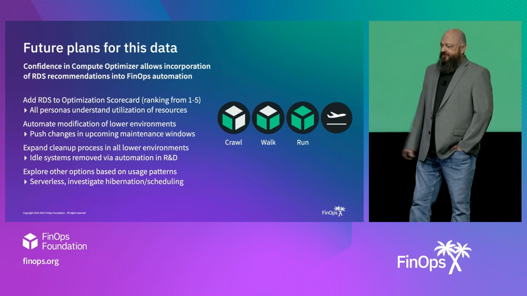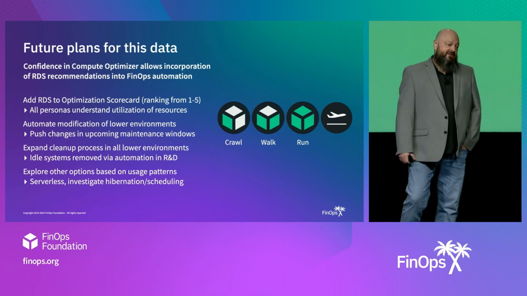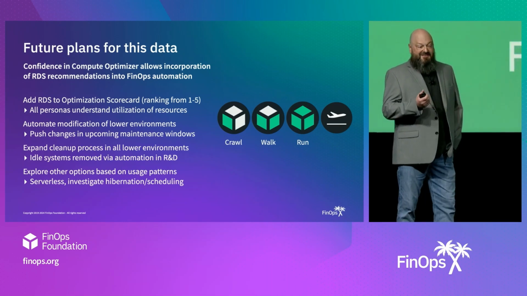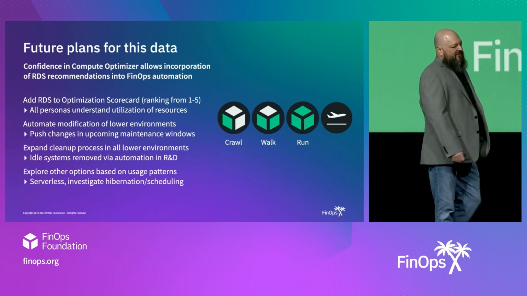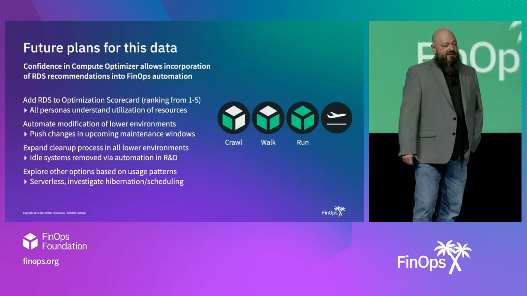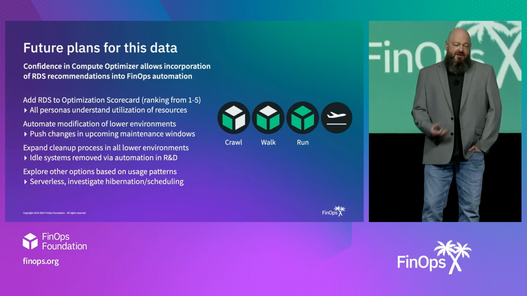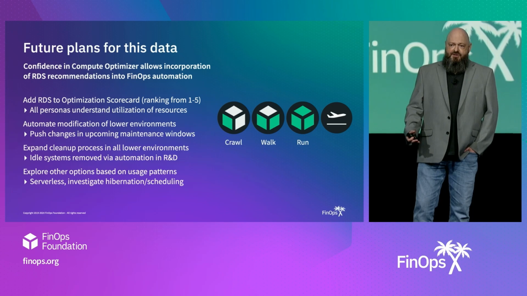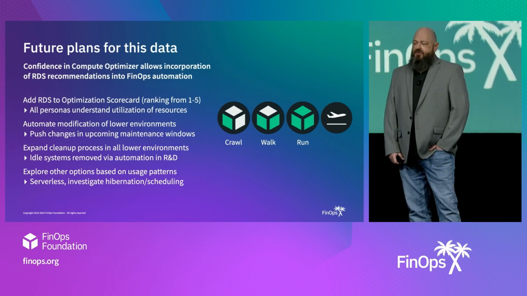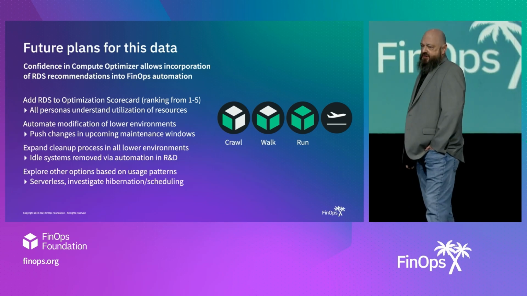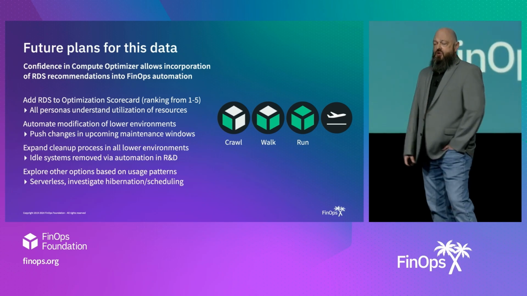So where do we go from here? Our FinOps efforts span the maturity scale and ideally sometimes beyond. We've reviewed the RDS recommendations of this tool, and we really feel that they're well-reasoned and safe options. And that gives us confidence to use it to explore more mature alternatives. So next up for us is to add RDS to what we call our optimization scorecard.